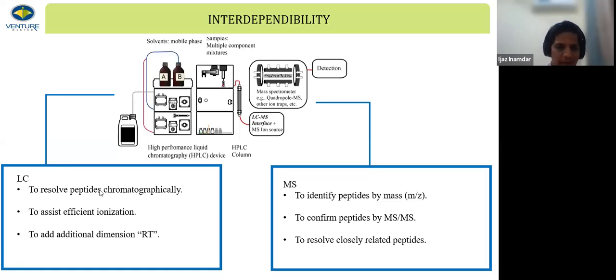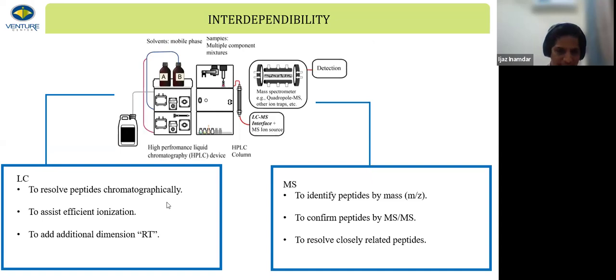If you are talking about a mixture of peptides, the LC will resolve and separate the peptides, which in turn helps in efficient ionization, and you get an additional dimension because chromatography will give you an RT for that particular peptide. The mass spec will identify the mass, and there is something called MSMS, which fragments the mass. That's how you confirm the identity of the peptide.